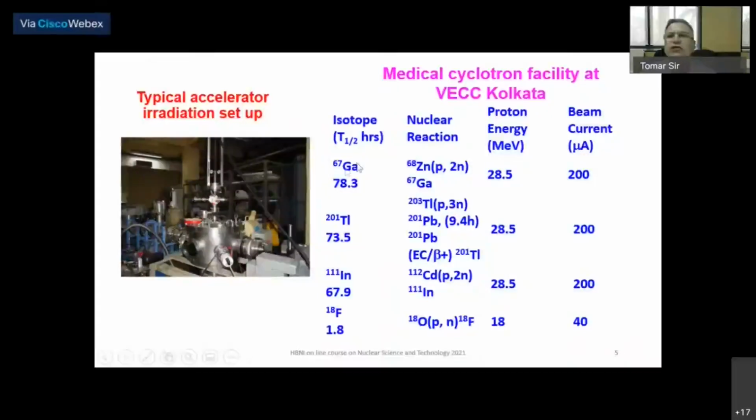Thallium-201, 73.5 hours. You can use thallium-203 p,3n, giving lead-201, followed by beta decay to thallium-201. The energy of proton 28.5 MeV, 200 microampere current. Indium-111, 67.9 hours. Cadmium-112 p,2n, 28.5 MeV proton. Fluorine-18, 1.8 hours. Oxygen-18 p,n reaction. So these are some of the important radioisotopes that will be produced using this medical cyclotron facility at VECC Kolkata.